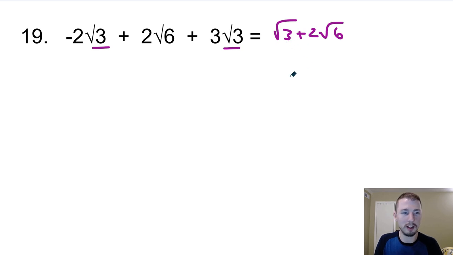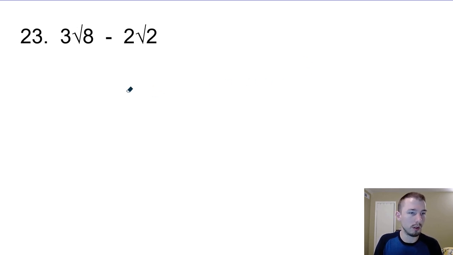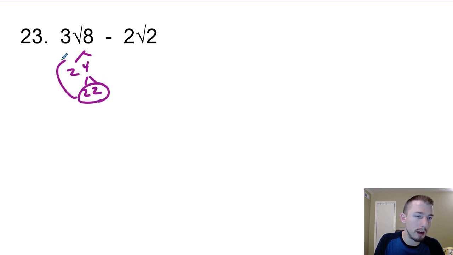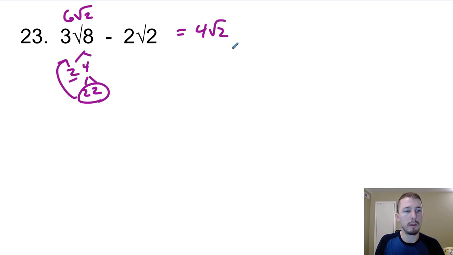Okay, 23. So on this one, ooh, rad 8 and rad 2, can't do it, I'm done. But you need to check on these because sometimes they'll actually reduce. So that's going to be 2 and 4 is 2 and 2. The 2's can come out, joining this one out there. So that's going to be 6 radical 2, right? Okay, so now that we have 6 rad 2 minus 2 rad 2, that's going to be equal to 4 radical 2. And that should be your answer.